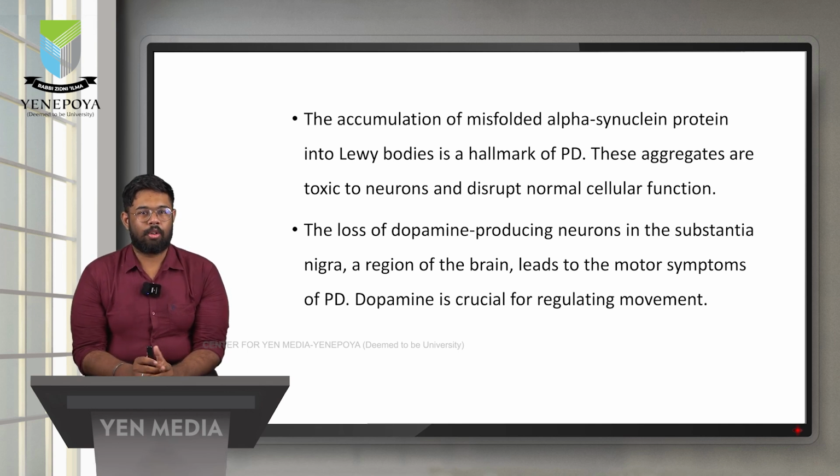The loss of dopamine producing neurons in the substantia nigra, a region of the brain, leads to the motor symptoms of PD. Dopamine is crucial for regulating movement.